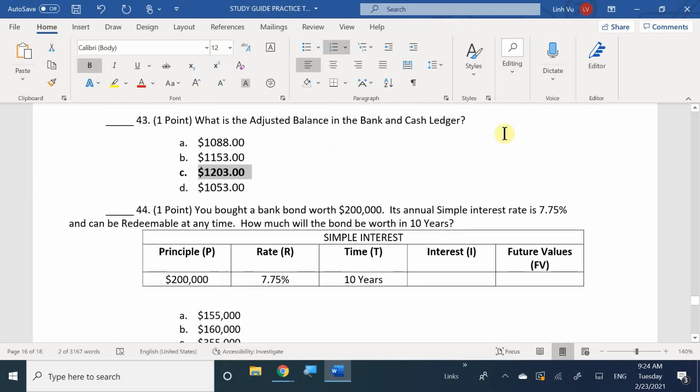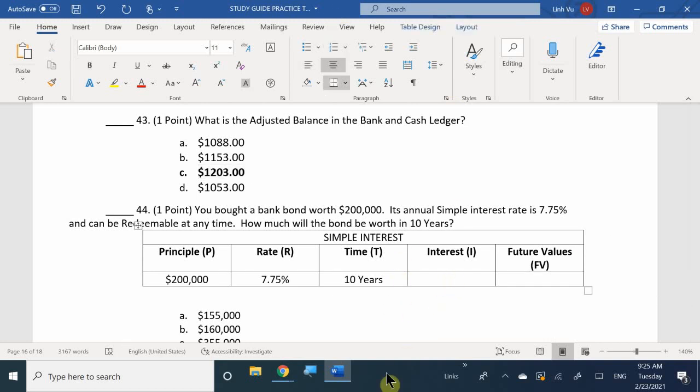Okay, so good. Now we're diving into some simple interest. You bought a bank bond for $200,000. Its annual simple rate is 7.75%, and it can be redeemed at any time. How much would the bank bond be worth in 10 years? Excuse me, I cannot read today.